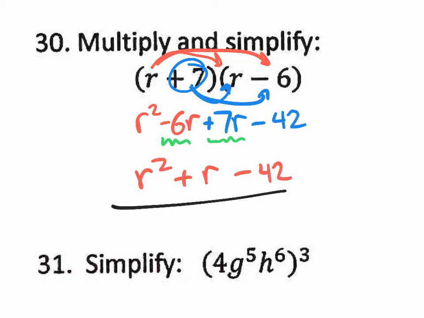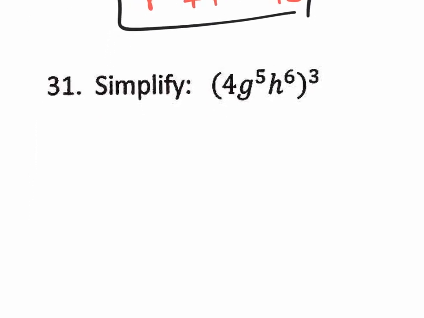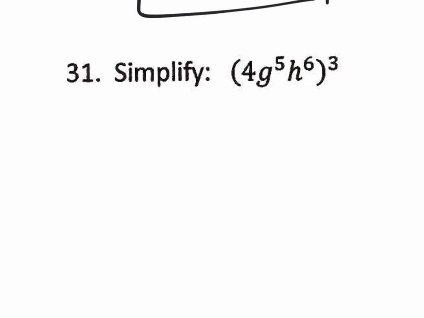And we're done. That's your answer for number 30. Number 31 is a problem that deals with the rules of exponents. Now remember, when you have parentheses with an exponent on the outside, you have to distribute that outside exponent to each and every exponent on the inside. So you're going to put that 3 on the 4. You're going to put the 3 right here with the 5 and with the 6.